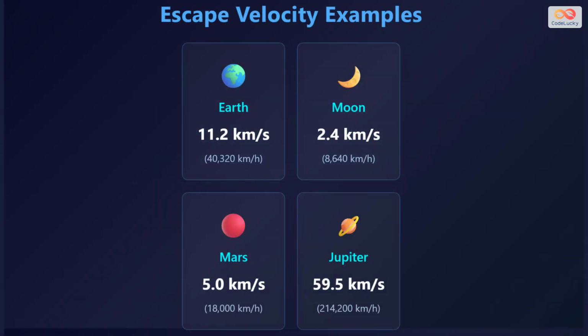Let's look at some real examples. Earth's escape velocity is 11.2 kilometers per second, or 40,320 kilometers per hour. The Moon, being much smaller and less massive, has an escape velocity of only 2.4 kilometers per second. Mars has an escape velocity of 5.0 kilometers per second, while the massive Jupiter requires a staggering 59.5 kilometers per second to escape its gravitational pull.